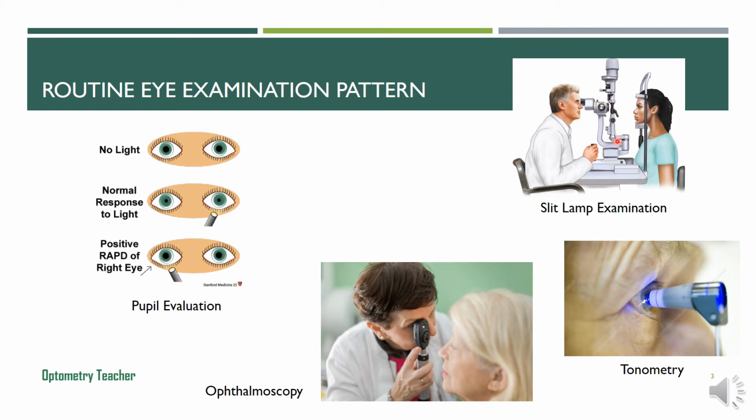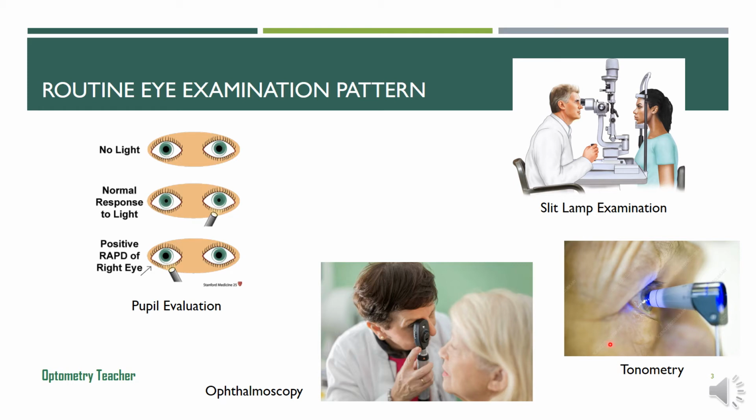Then comes your slit lamp examination. This will give you an overall idea about how the eye structures are structurally or anatomically functioning. So it helps to examine till the back side of the lens or till the anterior side of the vitreous. And this is also a very important test, because this will give you a clear idea about the cornea, the iris, the crystalline lens, and the sclera, conjunctiva, and every structure in a magnified manner.